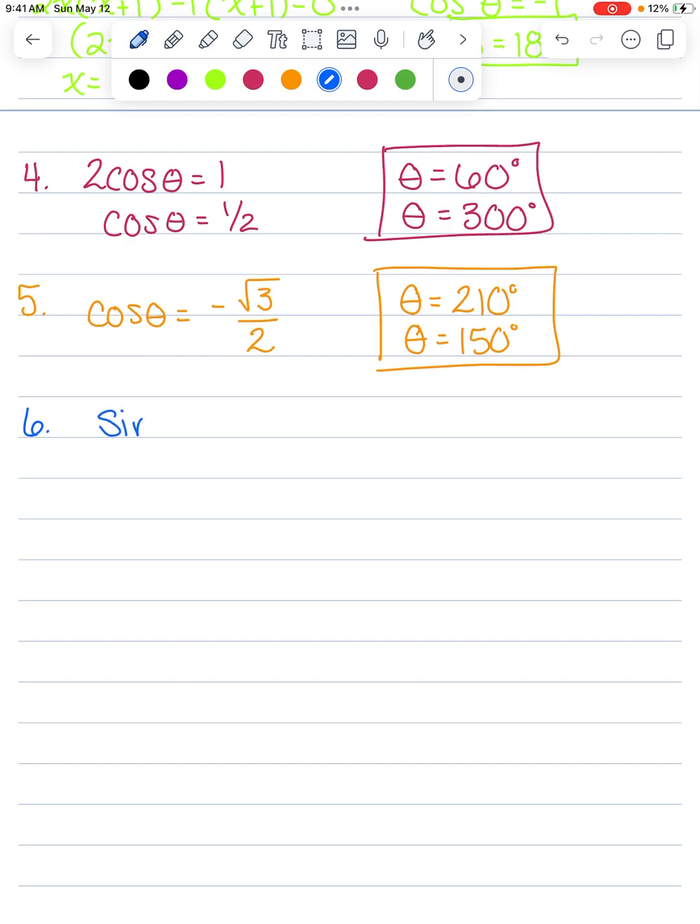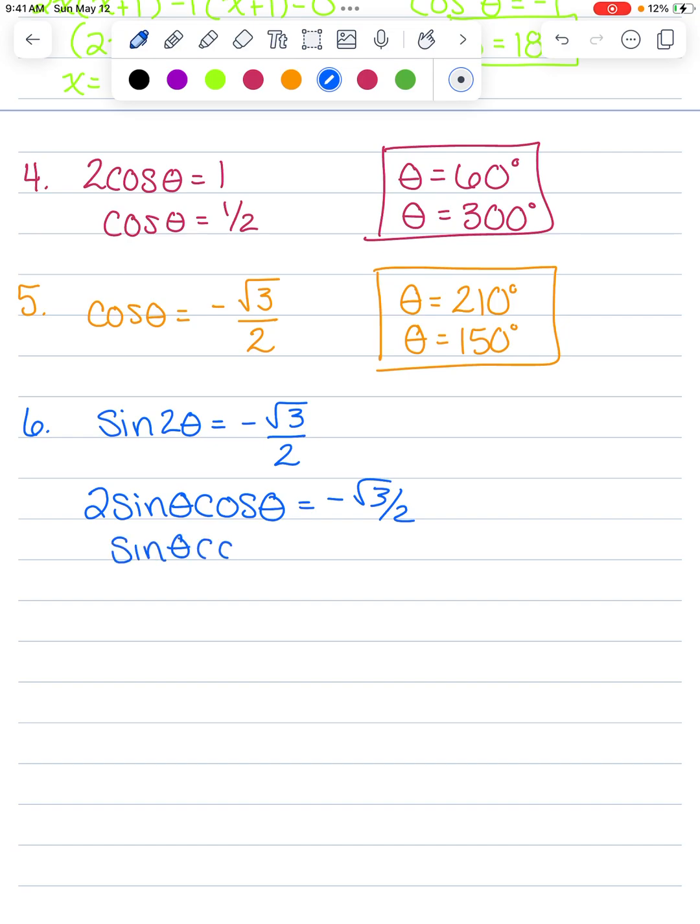Okay, next one. Sine of 2 theta is equal to -√3/2. Now, I could change this one to an identity, but it's not going to help me a whole lot, because 2 sine of theta cosine of theta equals -√3/2. I could divide by the 2 and get sine of theta cosine of theta equal to -√3/4, but this is not our best option. It's not our best option because there's nothing we can really do that's great from there.